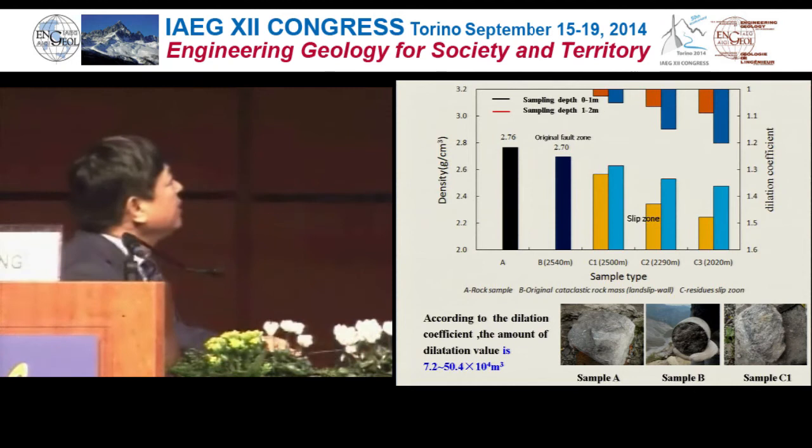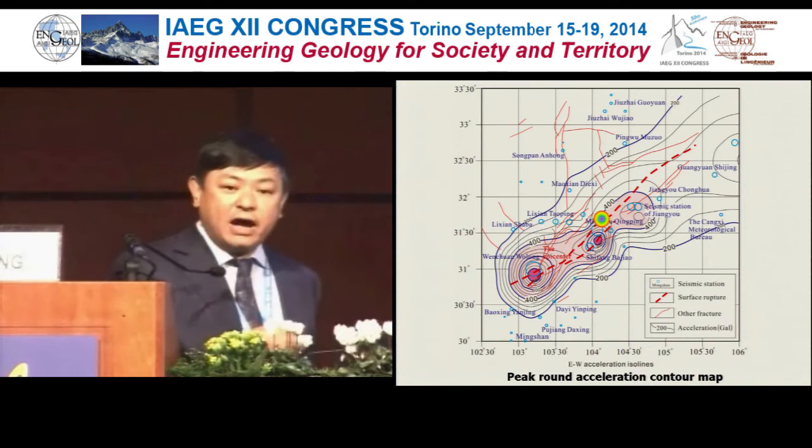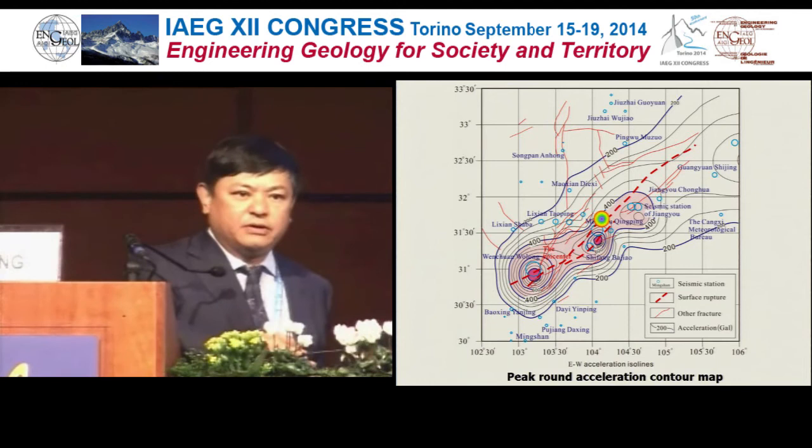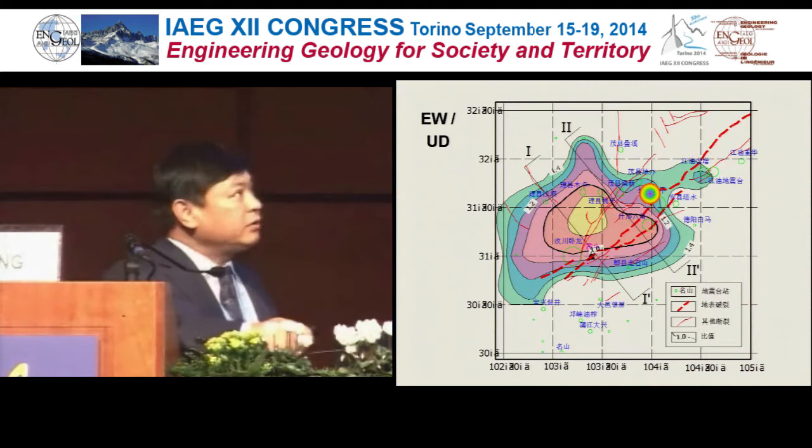during the strong earthquake. We also observed in this area that the vertical vibration, especially along the earthquake fault, is also very high. It's almost equal to the horizontal vibration, as PGA in this area. This is the ratio between vertical and horizontal. You can see it's almost the same, vertical vibration and horizontal vibration.